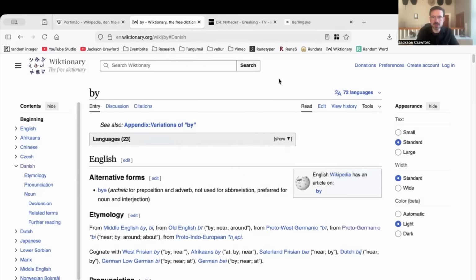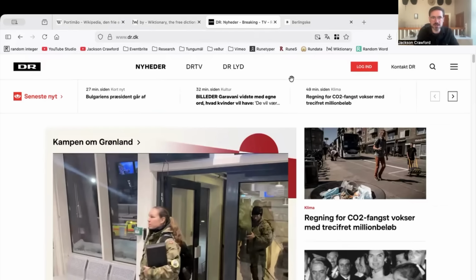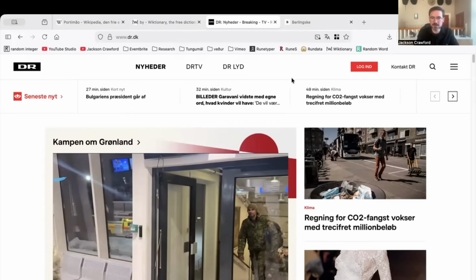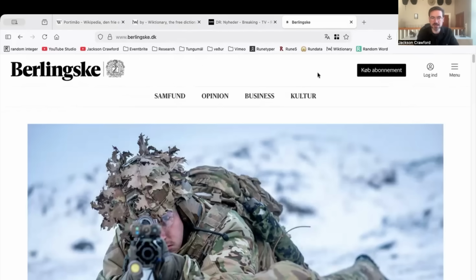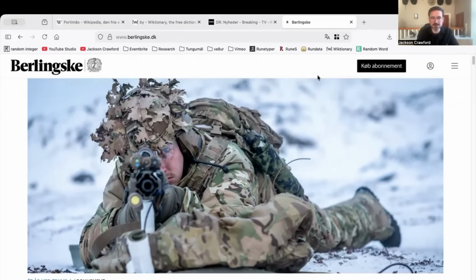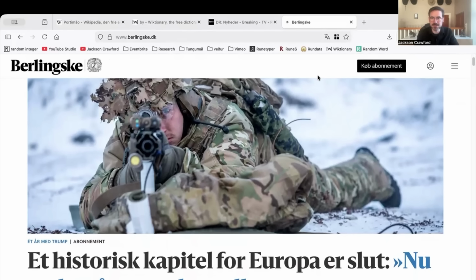Now, if you want to read the news, each Scandinavian country has different leading papers and websites and whatever. And for Danish, dr.dk is often my first stop if I'm looking for the news in Danish. Another, berlingske.dk, major sites that I go to. This is, I believe, it would be fair to say, the Danish newspaper of record. And hopefully you can already see lots of words that you recognize there.